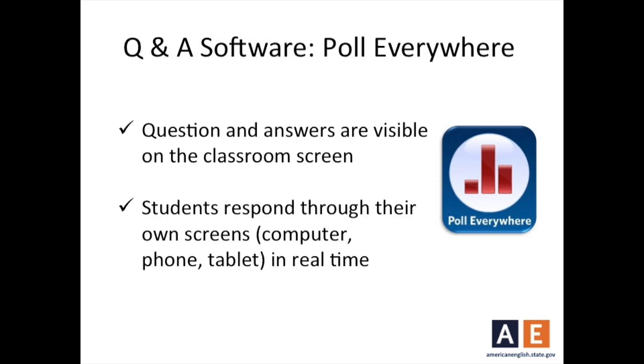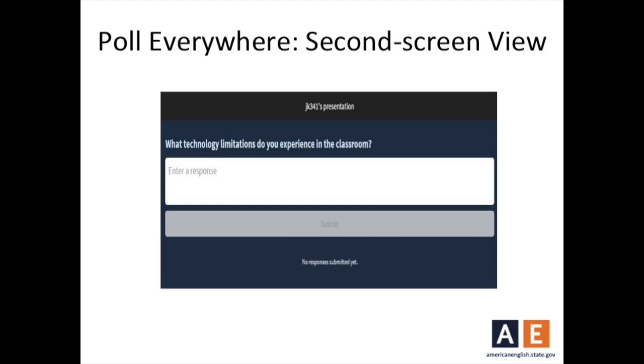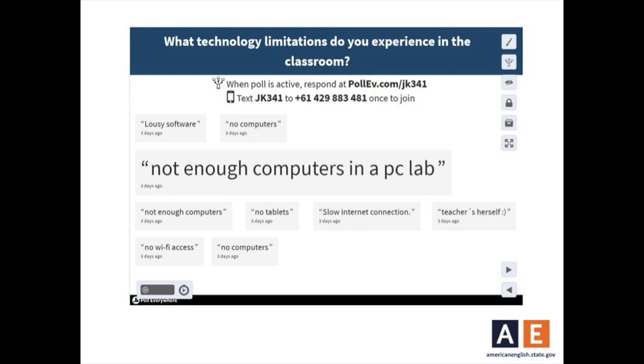As students answer the question, the screen updates in real time. On this screen, you can see the student's second screen. So when your question is displayed on your teacher screen, students can type their answers on their second screen. When you want students to answer your question, they can visit the URL at the top of the screen.